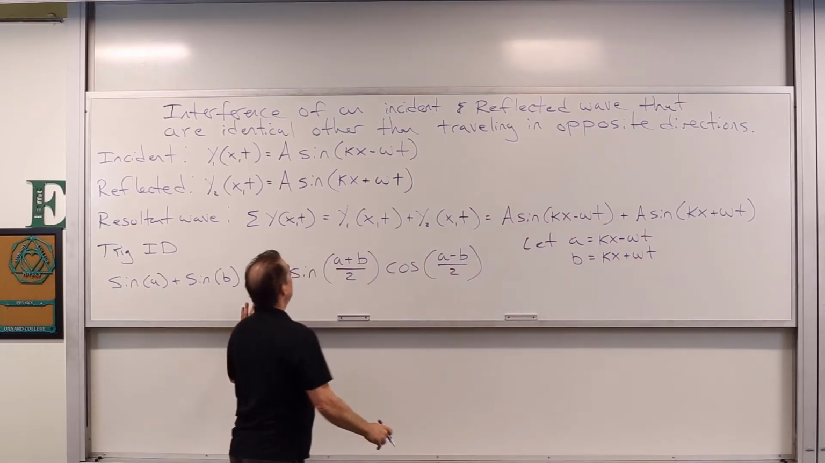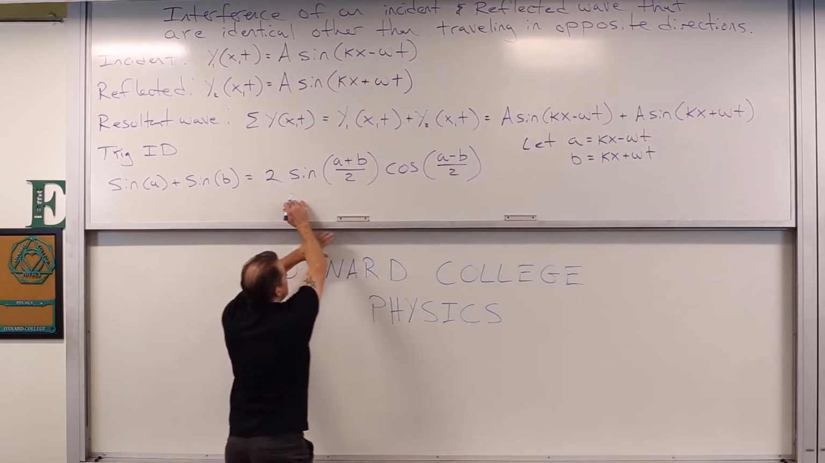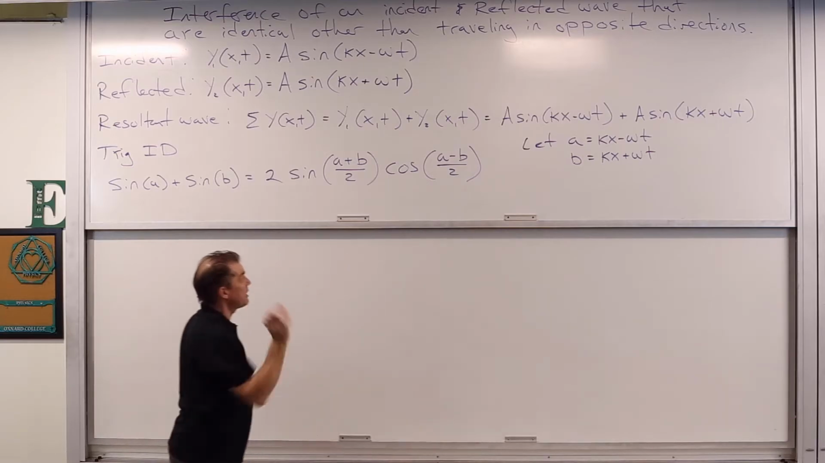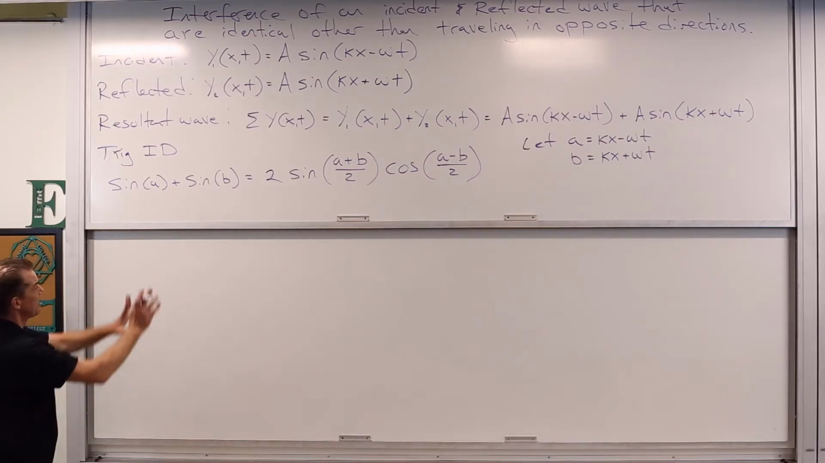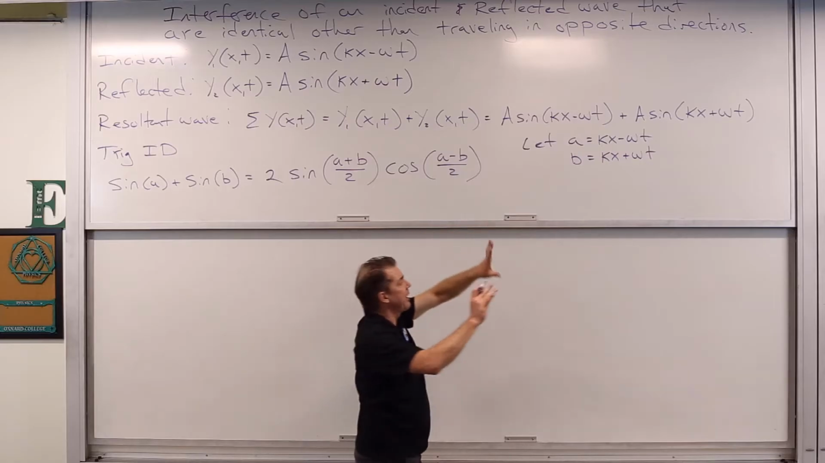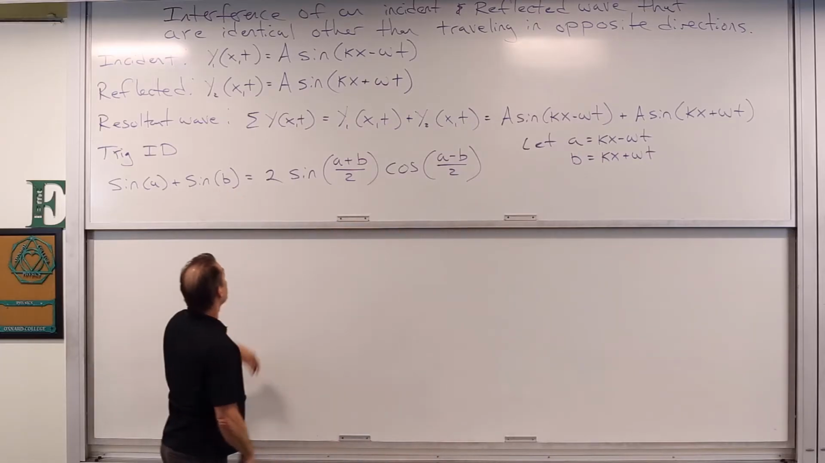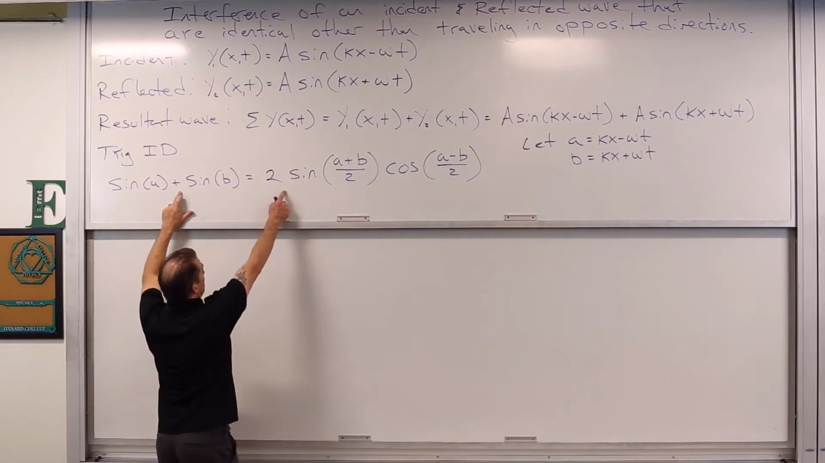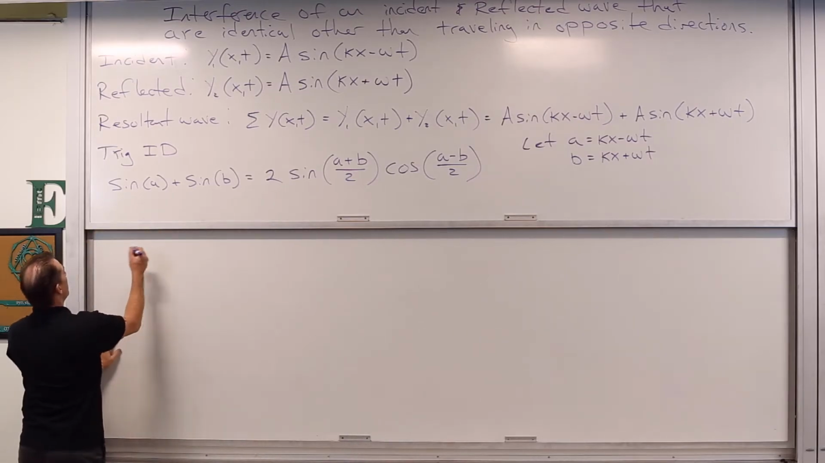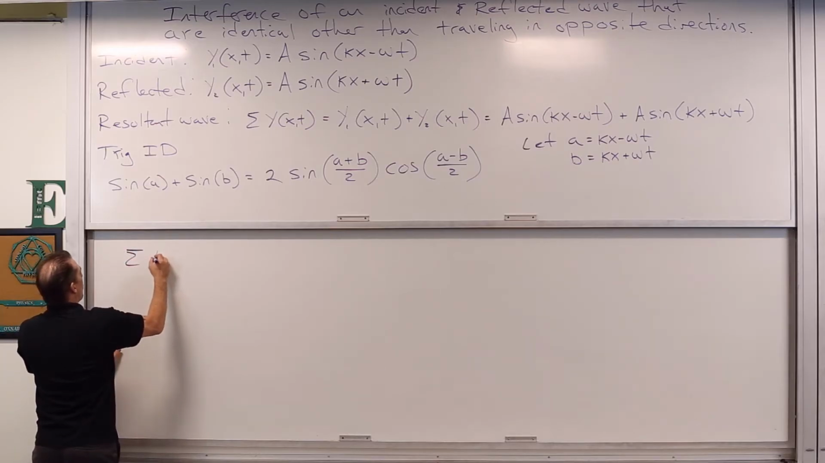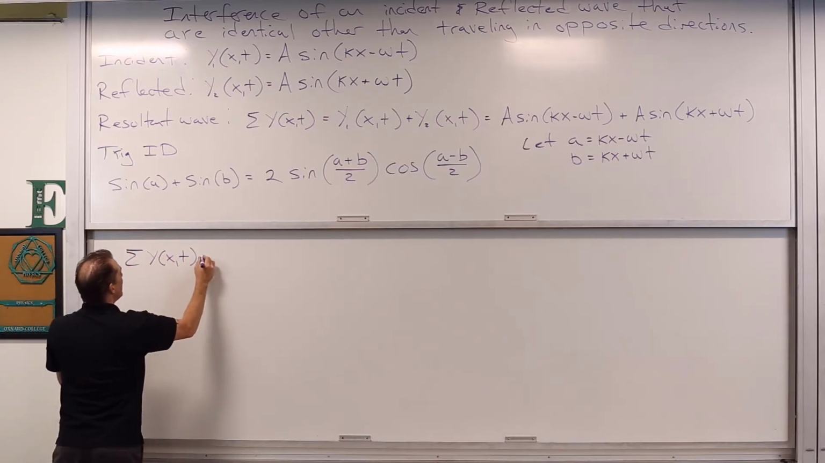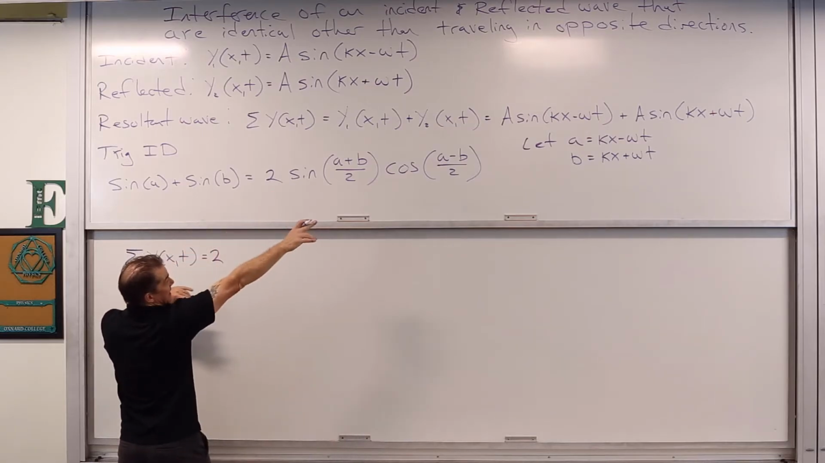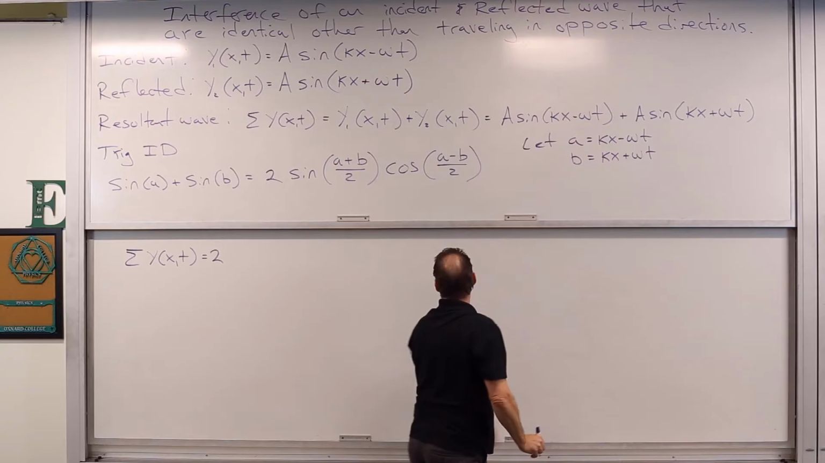Well, we're going to say let A be equal to kx minus omega t and B be equal to kx plus omega t, and we're going to put that into this expression to see what A sine(kx minus omega t) plus A sine(kx plus omega t) is. That factor A, capital A, is just the amplitude. It's overall outside, so really this is A here and an A here. We just have 2A times the sine.